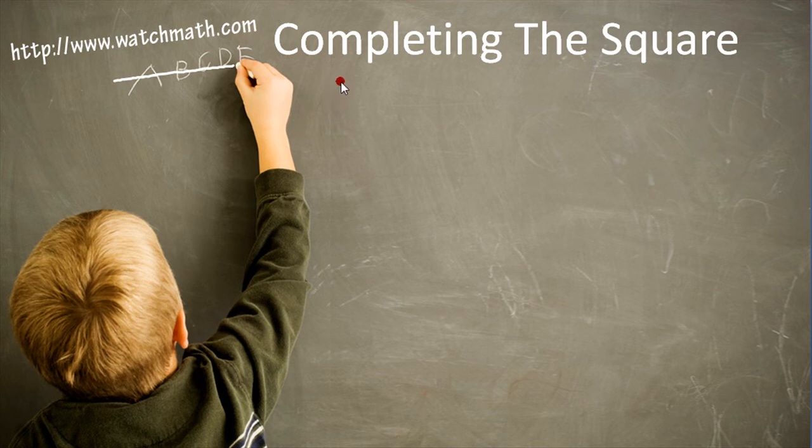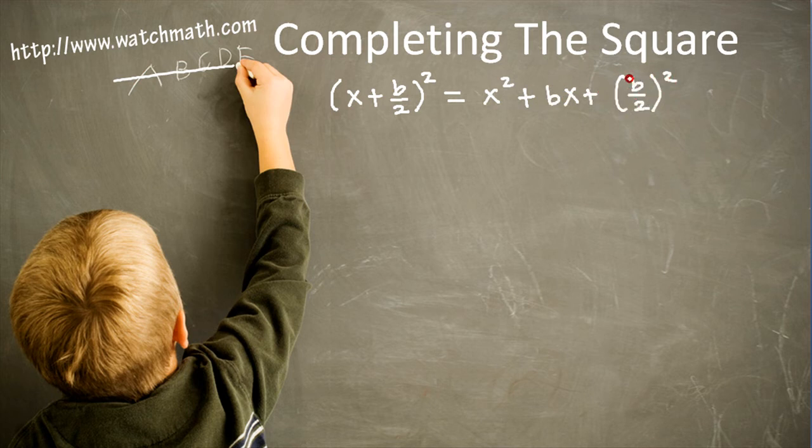Notice that (x plus half of b) squared, if we expand this expression, you get x squared plus bx plus (b over 2) squared. And you can check the validity of this identity. You just need to use the distributive property of multiplication.